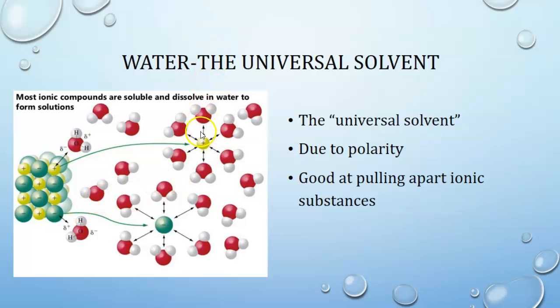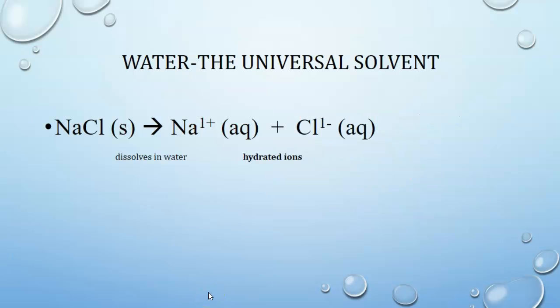And so what you end up with is a positive ion surrounded by the negative sides of water, and you have a negative ion surrounded by the positive sides of water. Those ions then are referred to as hydrated ions. So if you look at that in equation form, any ionic solid that dissolves in water is going to split up into ions. And those ions then will be hydrated, meaning that they are surrounded by water.